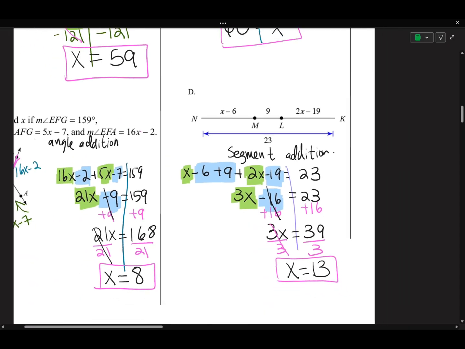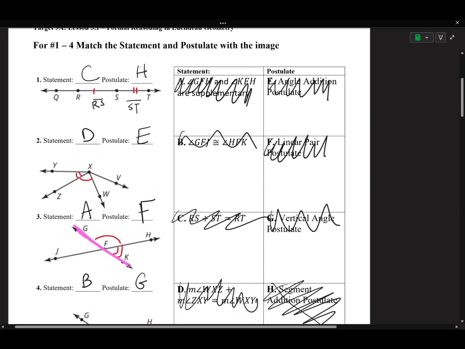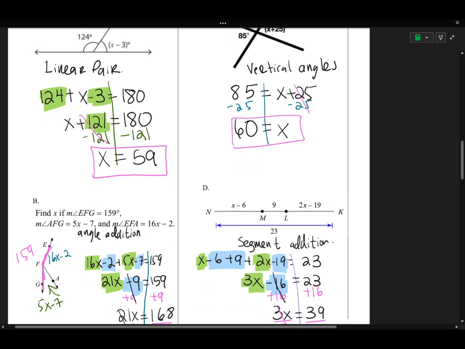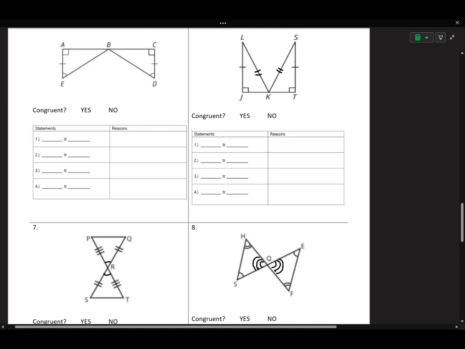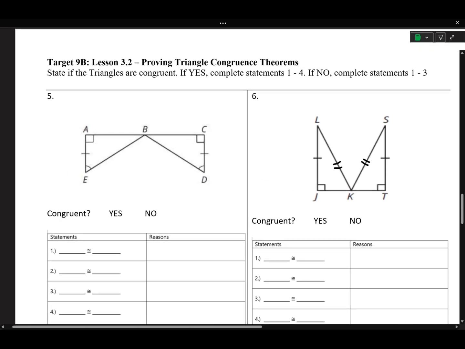So on this page, we used every single one of these statements to do a little bit of algebra in our geometry. Now let's do the next section where we learned about triangle congruencies. So in these 4 problems, we are going to state if the triangles are congruent. If yes, we're going to complete statements 1 through 4. If no, we're just going to complete statements 1 through 3.